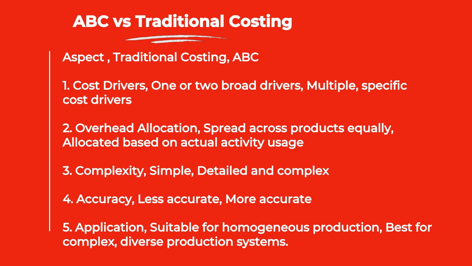ABC versus traditional costing. 1. Cost drivers: traditional costing uses one or two broad drivers; ABC uses multiple specific cost drivers. 2. Overhead allocation: traditional costing spreads costs across products equally; ABC allocates based on actual activity usage. 3. Complexity: traditional costing is simple; ABC is detailed and complex. 4. Accuracy: traditional costing is less accurate; ABC is more accurate. 5. Application: traditional costing is suitable for homogeneous production; ABC is best for complex, diverse production systems.